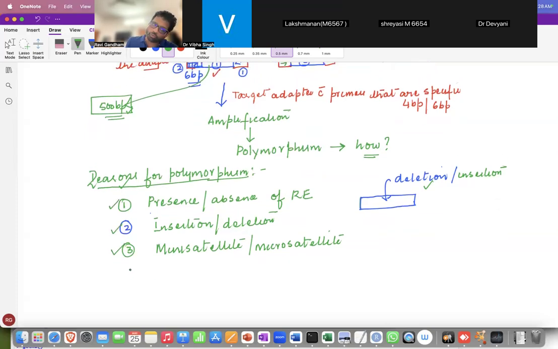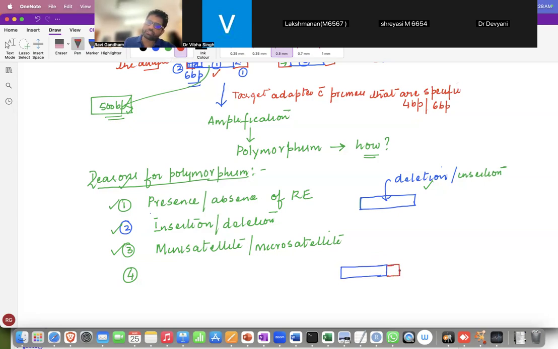There's one more fourth one, right? And what is this fourth one? See, while designing the primers, people have designed primers, right? For example, this is the fragment. This all of you should understand.